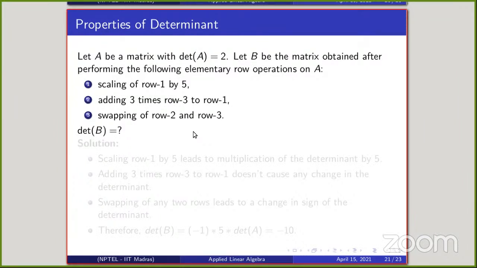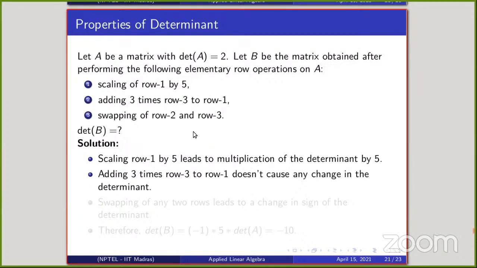So if you look at the solution, we know that scaling a row by a constant multiplies the determinant by the same constant. So scaling row 1 by 5 leads to multiplication of the determinant by 5. And we also know that adding a scalar multiple of one row to another doesn't cause any change in the determinant.